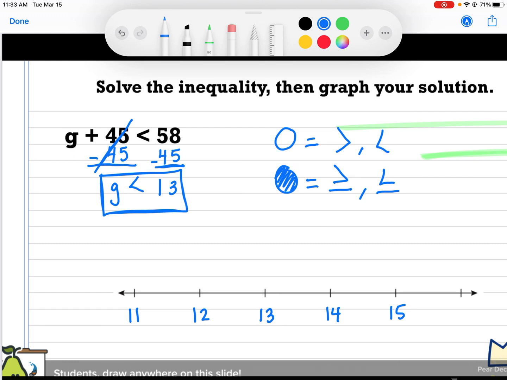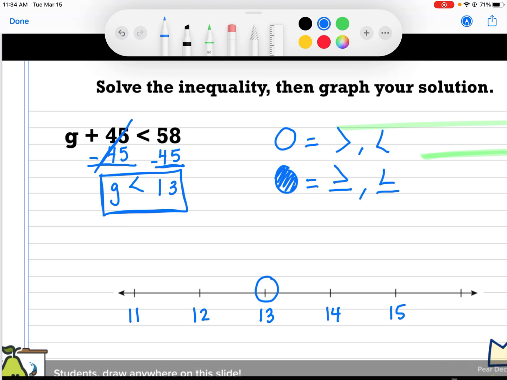Let me give you an example. If I plugged in 13, is it true that 13 is less than 13? No, it's not. That's why I have an open circle. But if it was less than or equal to 13, it would be true that 13 is less than or equal to 13. So that would have been shaded.